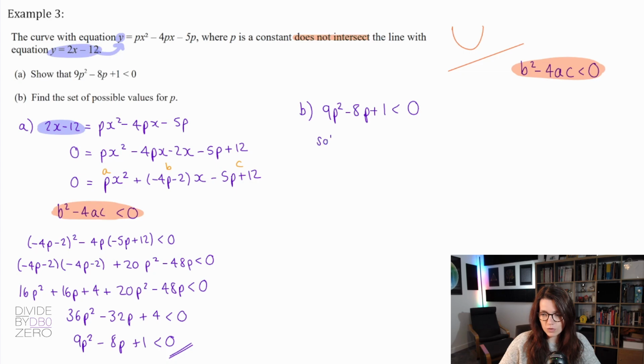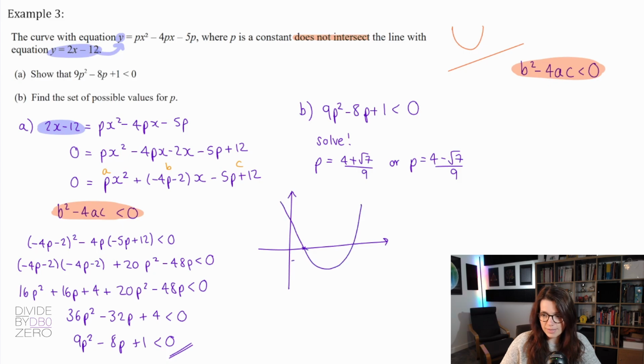So solve the quadratic equal to 0 however you prefer, and you'll get p is equal to (4 + √7)/9, or p equals (4 - √7)/9. Then draw yourself a sketch, something like this. This can be the 4 minus, and this is the 4 plus. This time, the inequality is less than 0. That means we want to look underneath the x-axis, or the p-axis in this case, and the final answer will be p is between those two values.